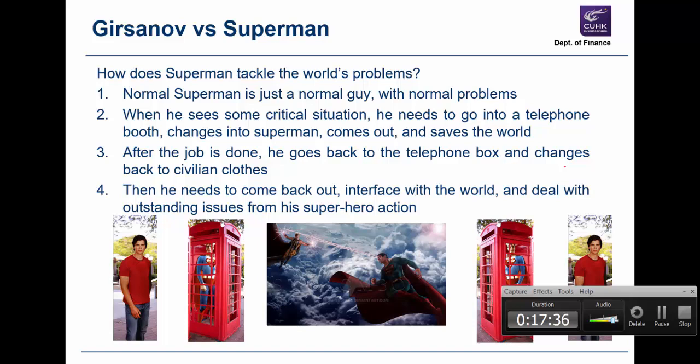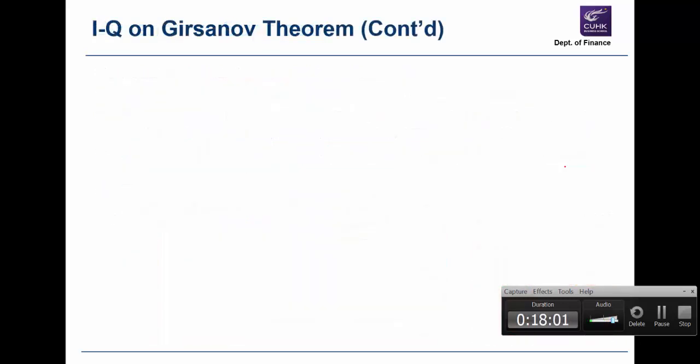You see, there is a transformation. He goes into the telephone box, becomes Superman, does whatever he needs to do. He comes back out, gets changed again, and becomes a normal guy. Are you with me? Yeah? Now, you must be wondering, what is Sam on about, talking about Superman? Let's see if you can spot the parallels.